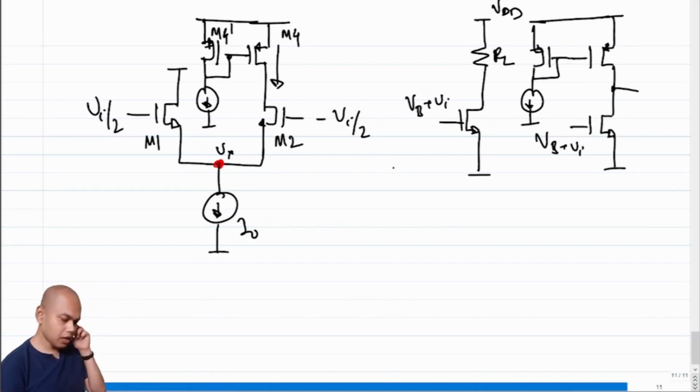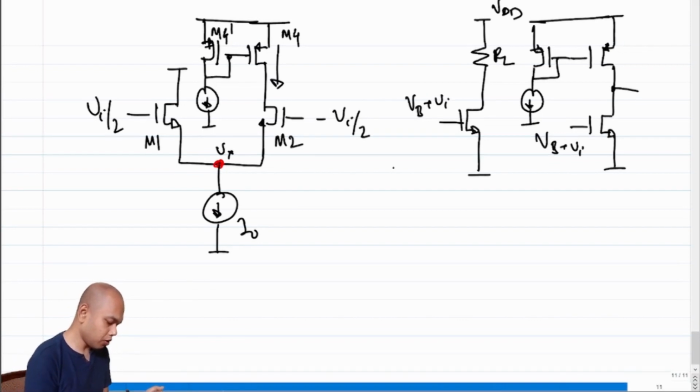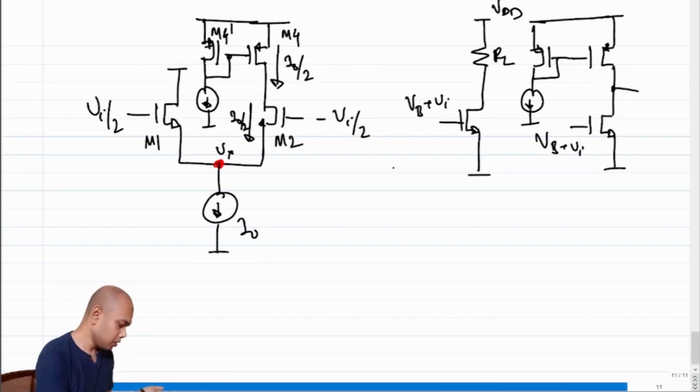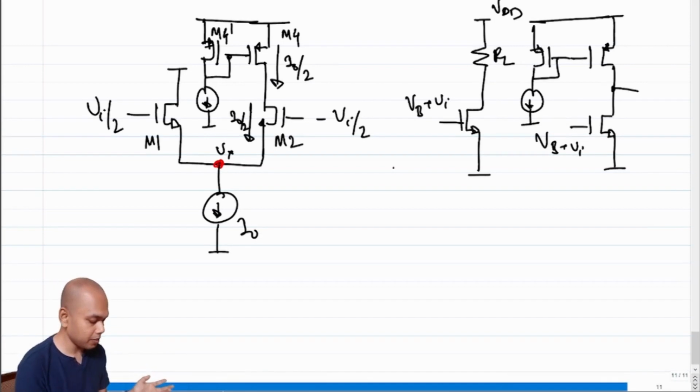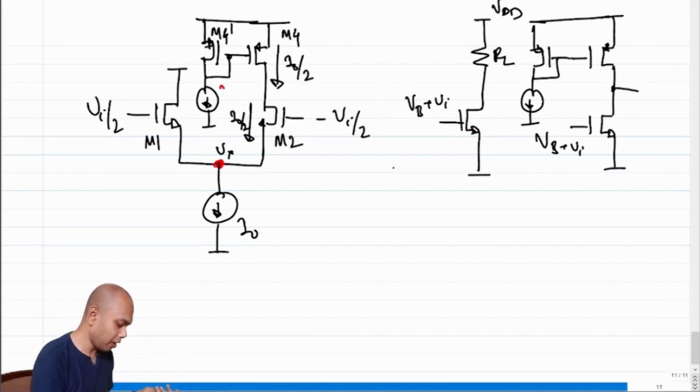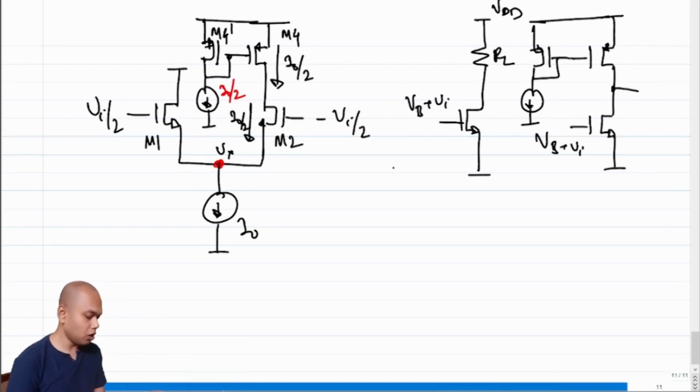Okay. So what is the current through M4? Ideally, what is the current that we need through M4? The expected current through M4 is I naught over 2, because the expected current through M2 is I naught over 2. So if that is the scenario, what is the expected current through M4 prime, assuming W by L of M3, M4 and M4 prime are the same? The expected current through M4 prime is I naught over 2 also. Fine. Okay, great.